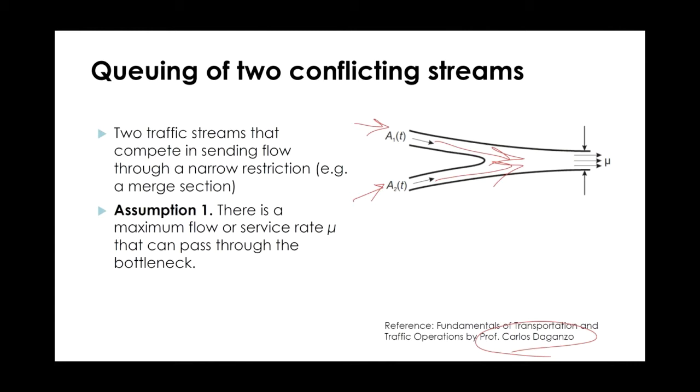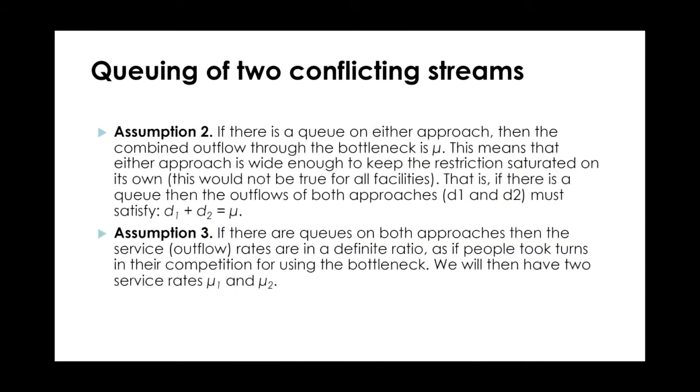Assumption one says, let's assume there is a maximum flow or service rate mu that can pass through the bottleneck. So mu is the maximum outflow of this merge section, downstream of the merge section. We cannot have anything larger than mu downstream of this merge section. The second assumption says, if there is a queue on either of the approaches, approach one or approach two, then the combined outflow through the bottleneck is still mu.